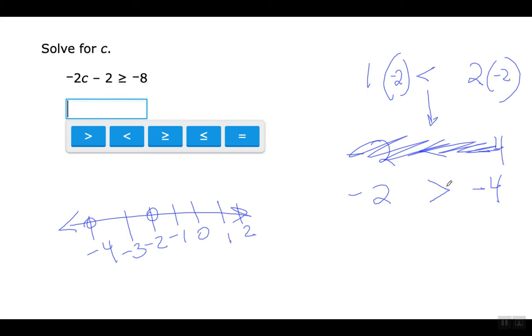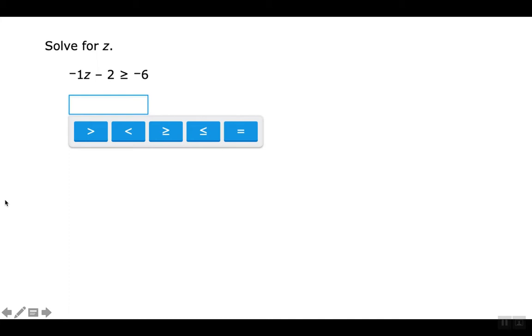Hopefully, understanding why you do it will help you remember that you have to do it. Again, whenever you have inequalities, that's the only thing you have to look out for that's different. Everything else is exactly the same as you would do it if you have a regular equation. All right, here's another example. Like I said, once you get the hang of it, they're all going to be very similar.